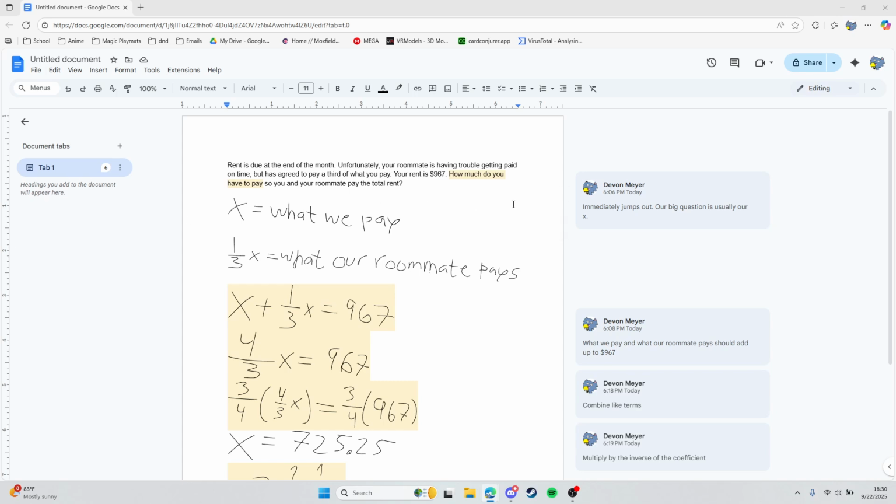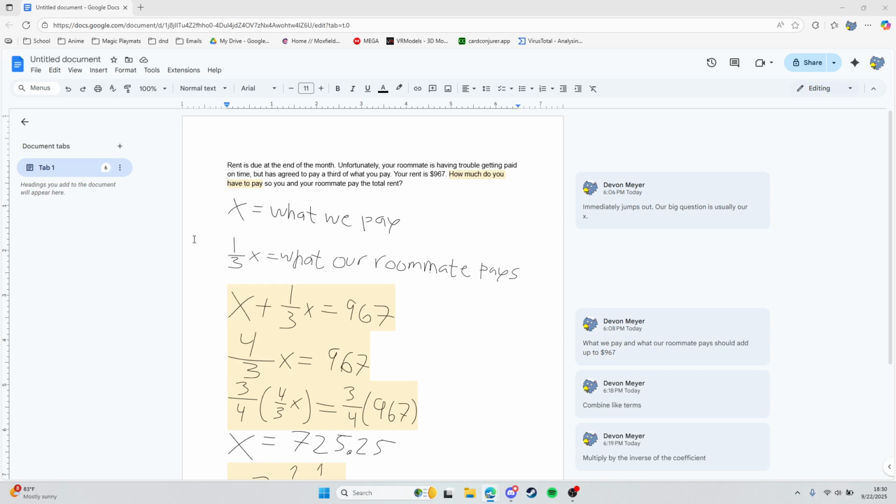Immediately, what jumps out is our big question. How much do you have to pay? This is usually going to be what our x is, and it just so happens that it is. How much do we have to pay? We don't know yet. It could be $500, it could be $300. It varies, and that's why it's our variable. So x is what we have to pay.